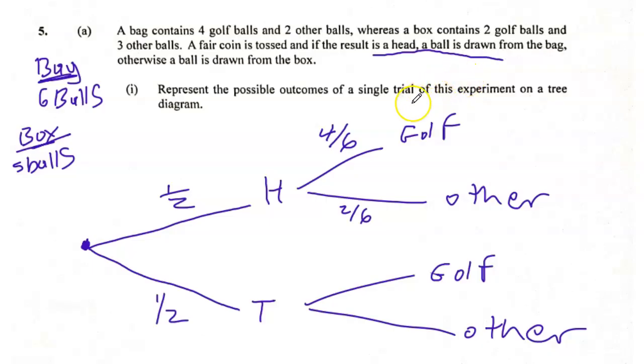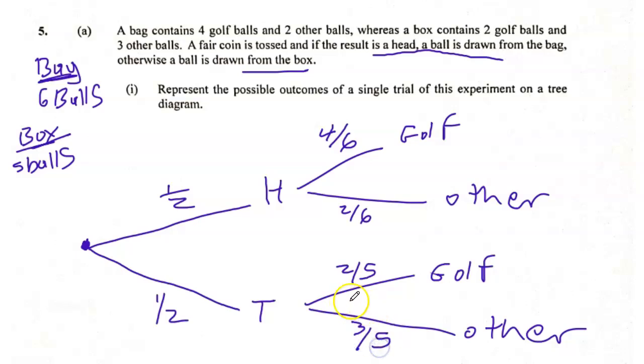Otherwise, which means that if it's head, I would draw from the bag. No, otherwise we're drawing from the box. So if it's tail, we draw from the box. Now if we draw from the box, the possibility of getting a golf ball is 2 out of 5. That means the chance of getting other balls would be 3 out of 5.